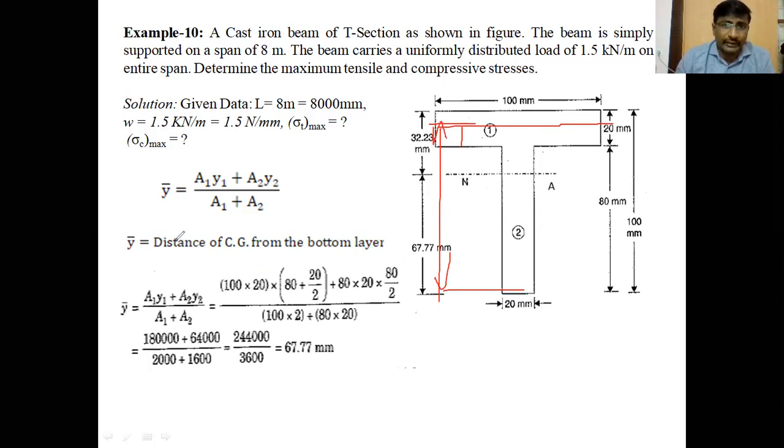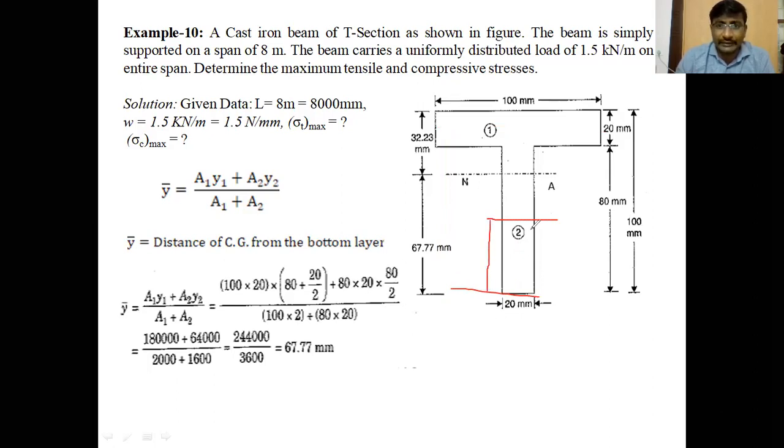Clear, students? Next is A2, the area of the web. The height of the web is 80 and the thickness of the web is 20, so 80 into 20. And Y2 means the center of gravity of the web portion from the bottom layer. Where is the center of gravity of the second area?